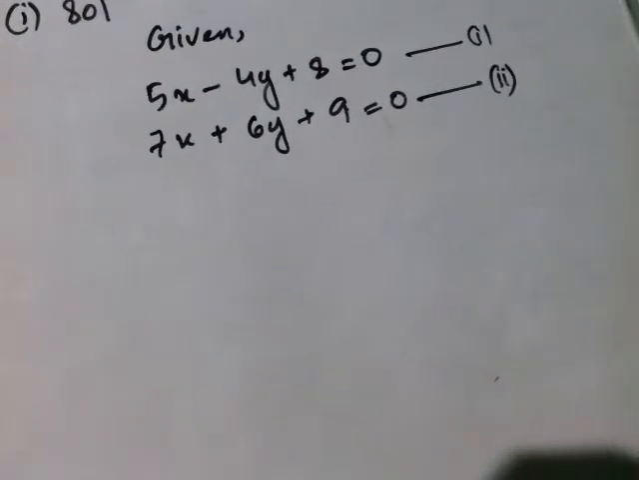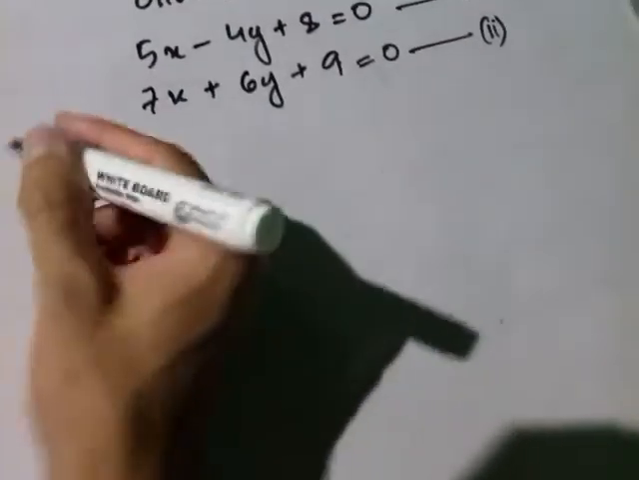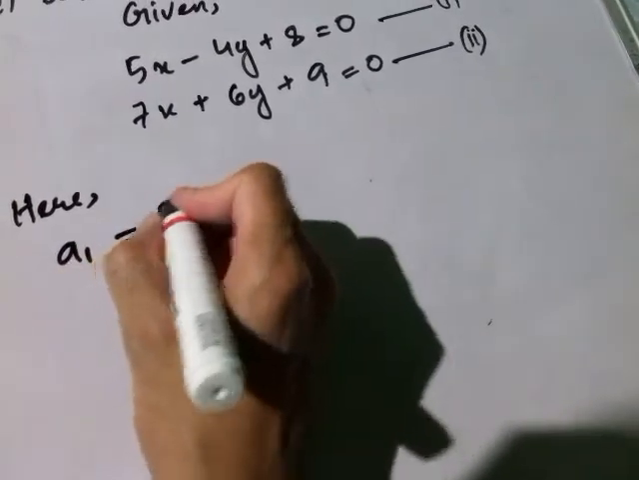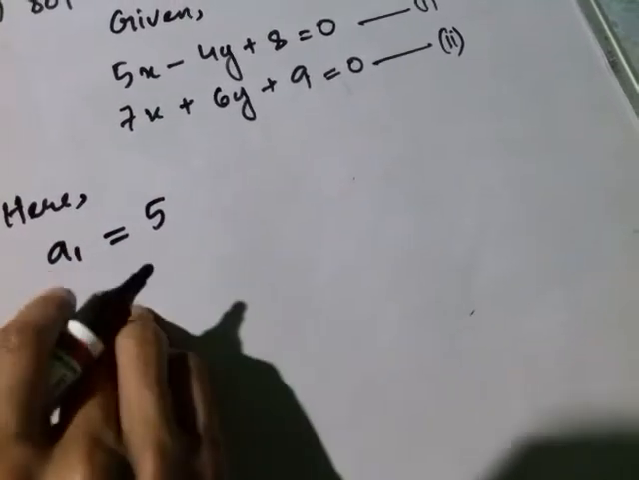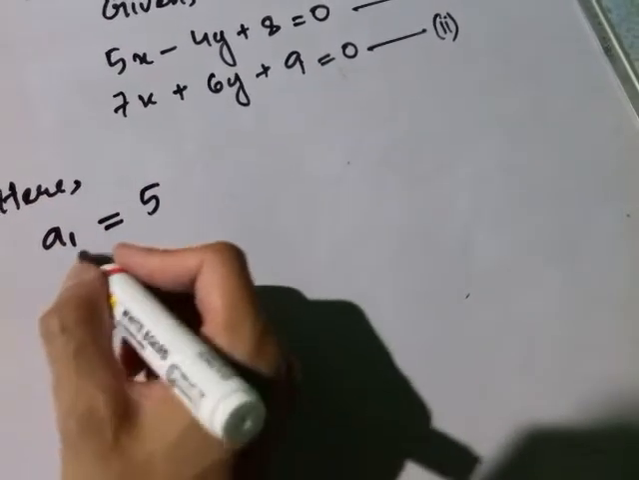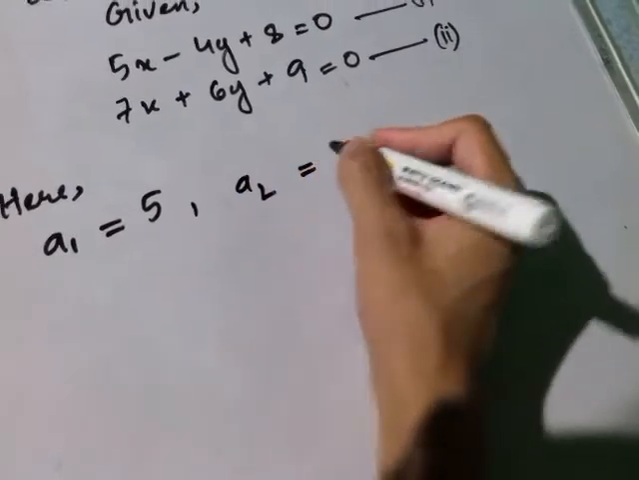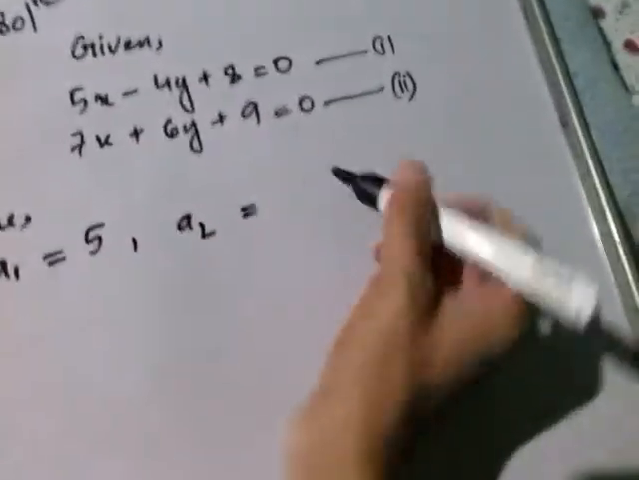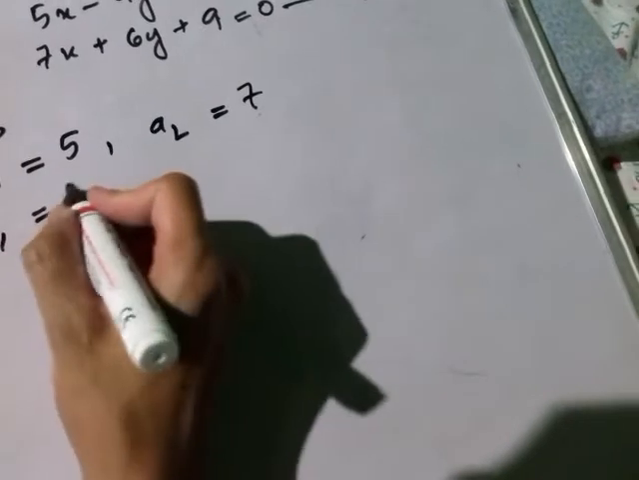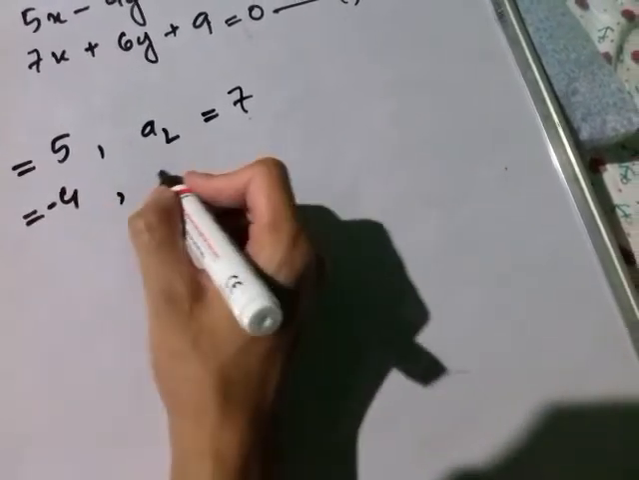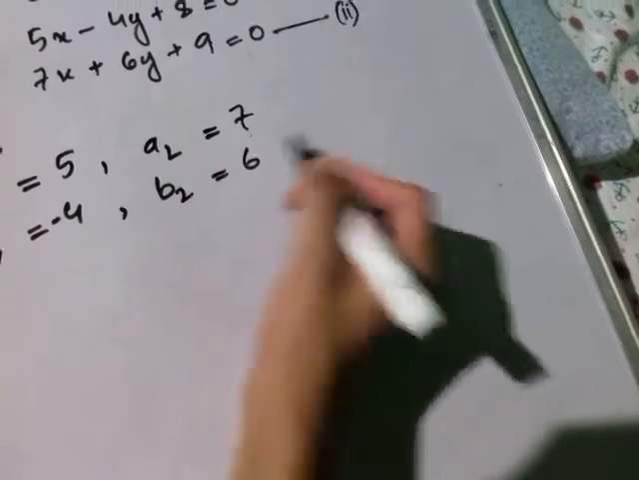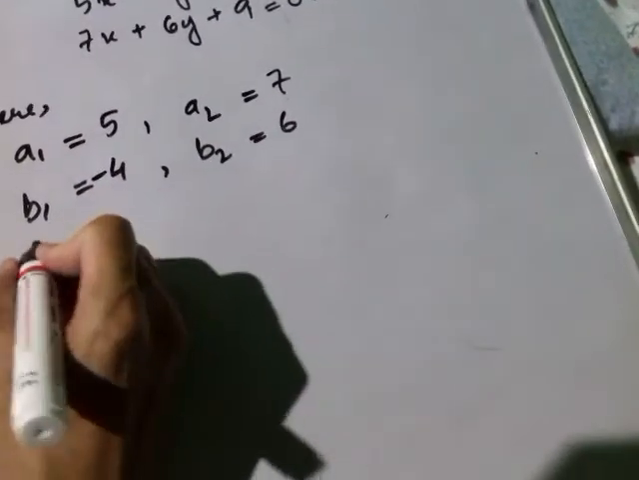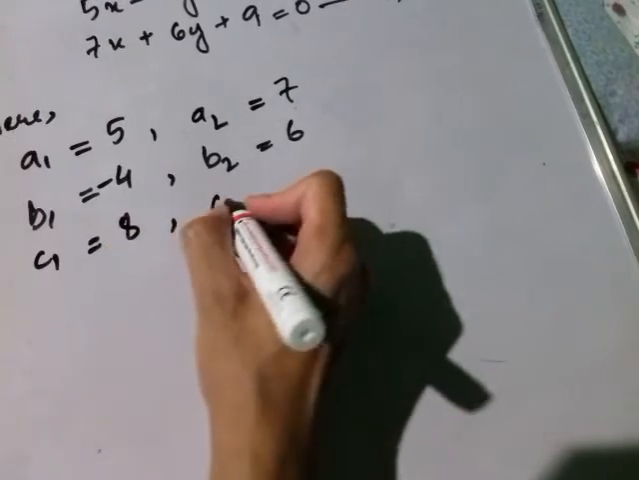Understand? Now you need to write here: a1 equals 5, a2 equals 7, b1 equals minus 4, b2 equals 6, c1 equals 8, c2 equals 9.